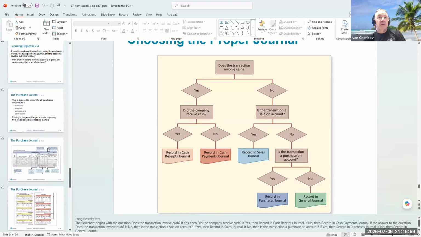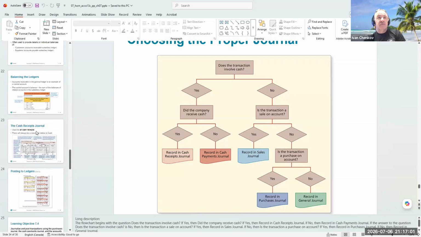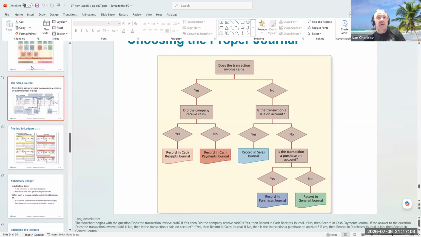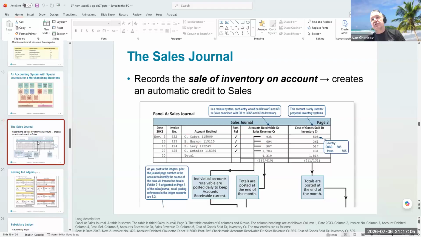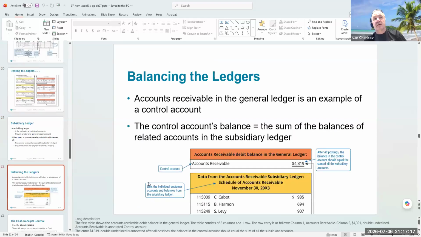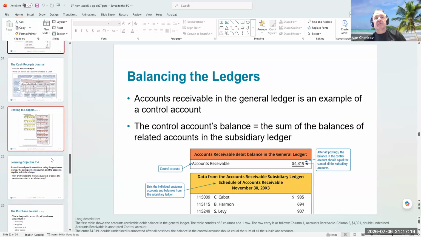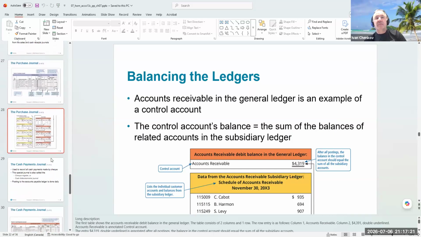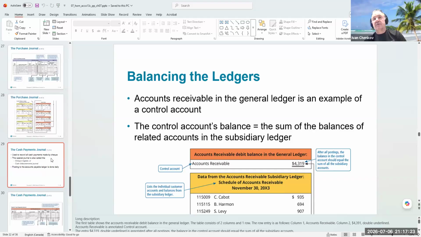Next time, the only thing left from this chapter is to show you how we're going to do the sales journal and how the information from the sales journal goes directly to the general ledger accounts for the sales, for the cash receipts, for the purchases, and for the payments. And that's all about it.